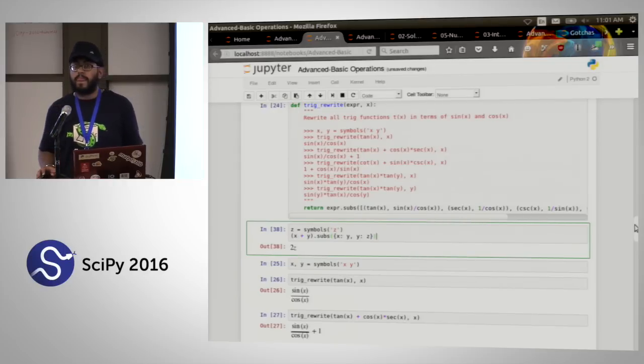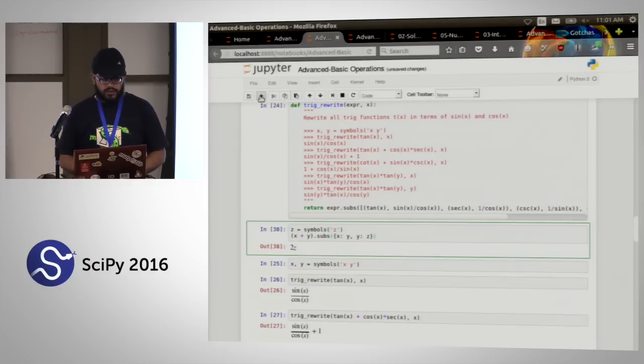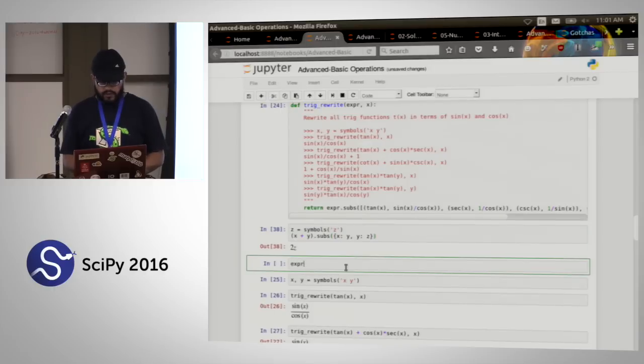How do you substitute it if you didn't know the argument was x? Let's say you want to replace all of them. So what SymPy offers is, say you have an expression sin x plus cos y.